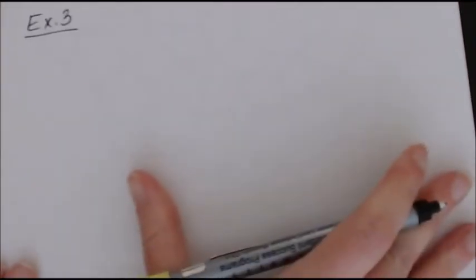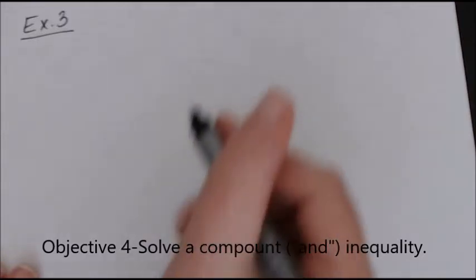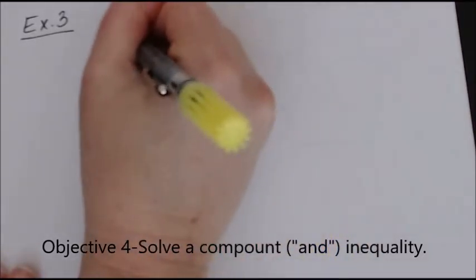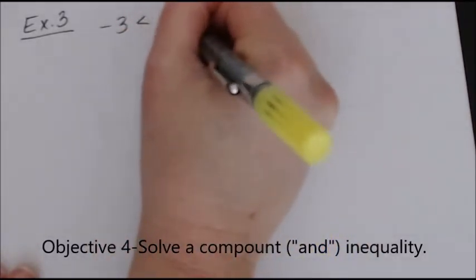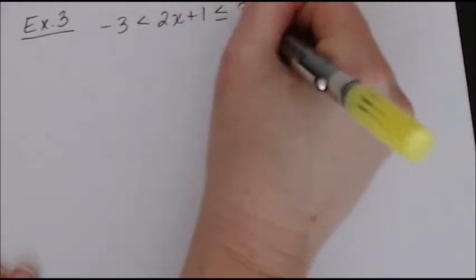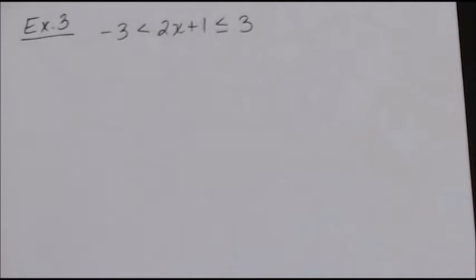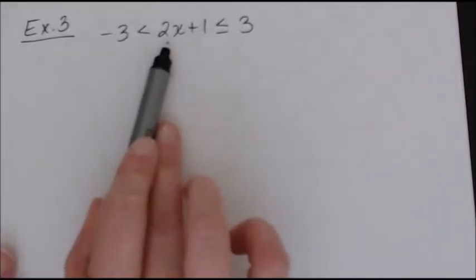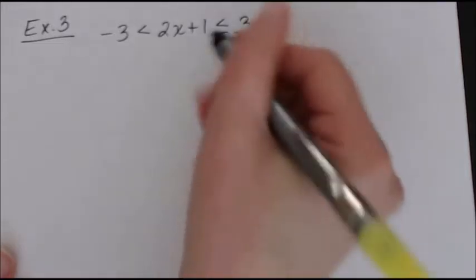So this time they're asking us to solve a compound inequality. So we have negative 3 is less than 2x plus 1, and that's less than or equal to positive 3. So there's our inequality that we want to solve. And so we're going to solve this by, of course, we always want to isolate the x. So I'm going to go ahead and I want to get this x by itself. I need to move the 1 first. So I need to subtract the 1.